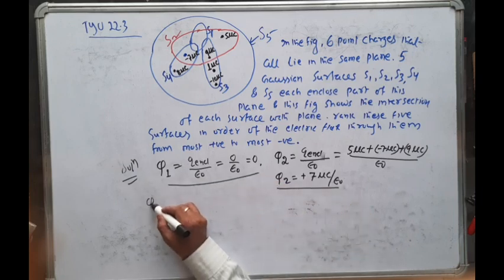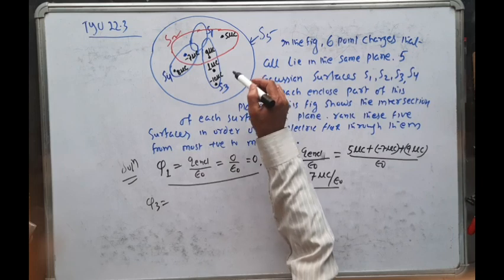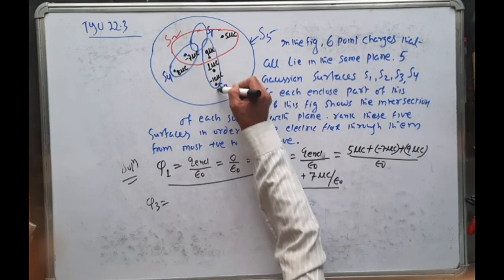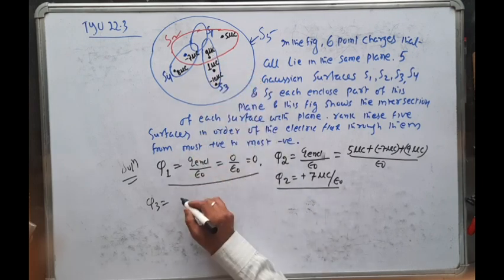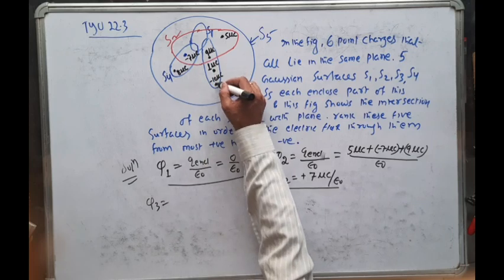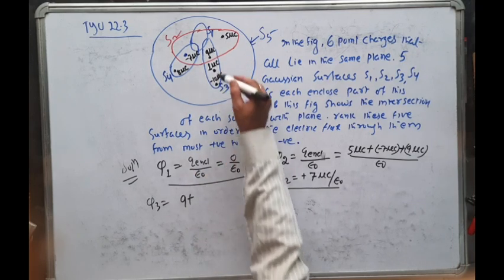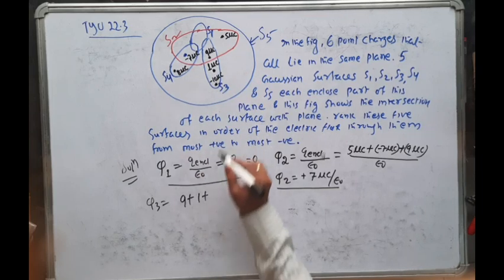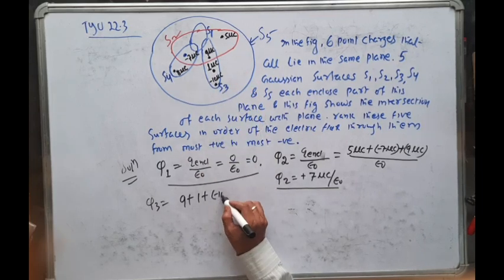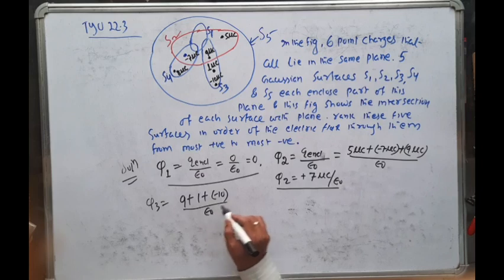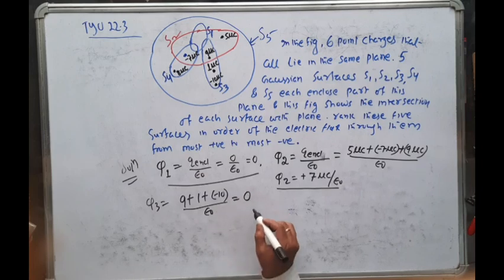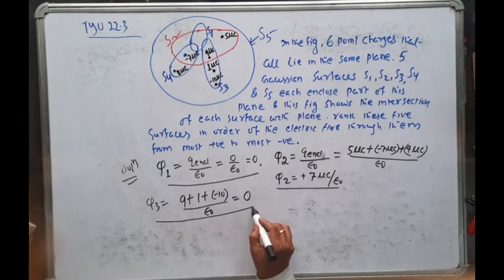Now come to the flux through the third surface. You see the third surface, this is the third surface. In the third surface, the total flux is equal to net charge by epsilon naught. So what is the net charge? 9 plus 1 microcoulomb plus -10 microcoulomb divided by epsilon naught, that is equal to 0. So this is the flux through the third surface.